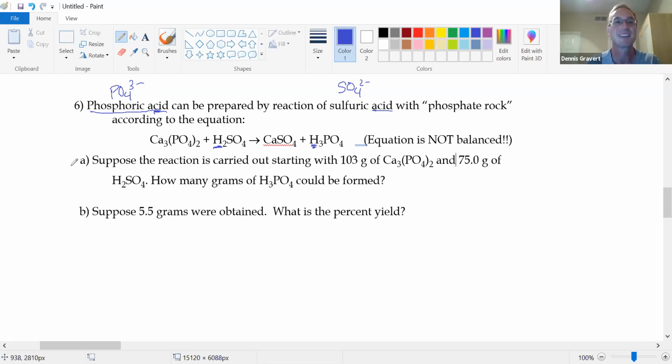Let's find out. Part A, suppose the reaction is carried out starting with 103 grams of the first compound and 75 grams of the second. How many grams of phosphoric acid could be formed? We need to balance this. So I see 2 problems. One, I need the recipe. I need to know how many molecules of calcium phosphate react with sulfuric acid. Second thing is I'm in grams and the chemical equation has units of moles. So I'm going to have to convert grams to moles with the molar mass.